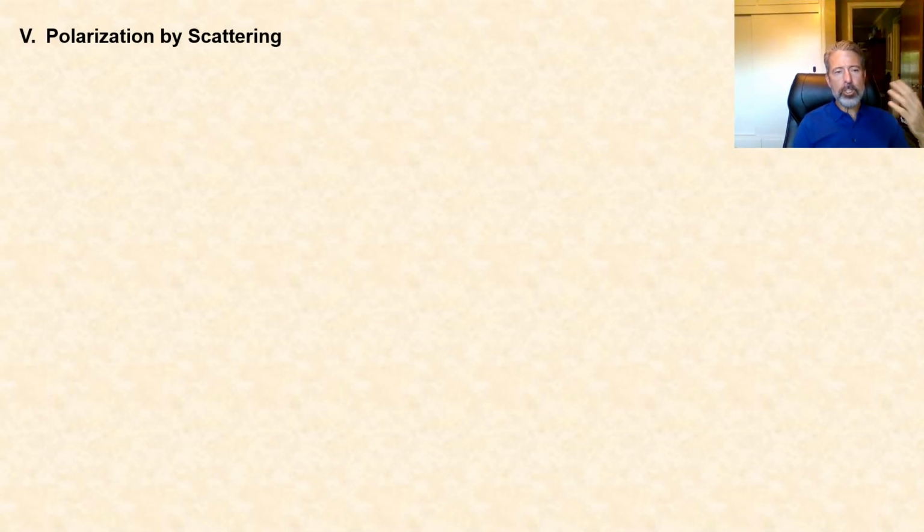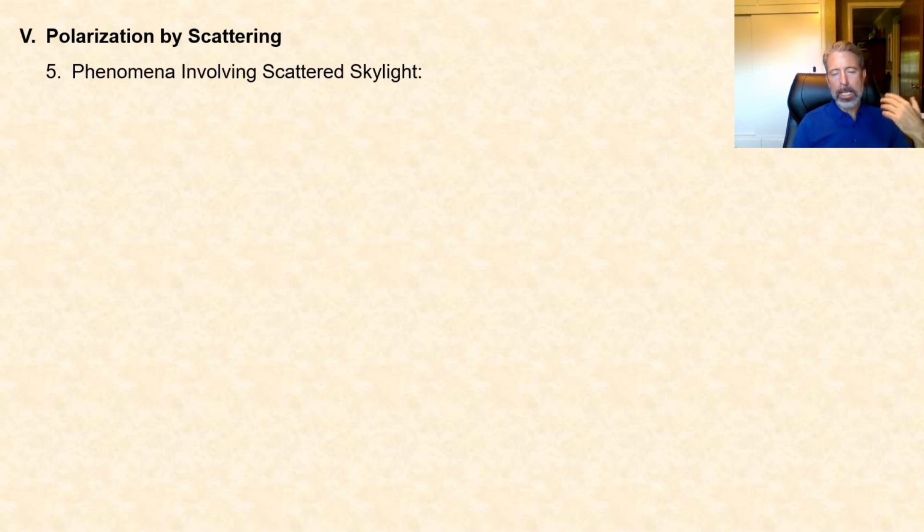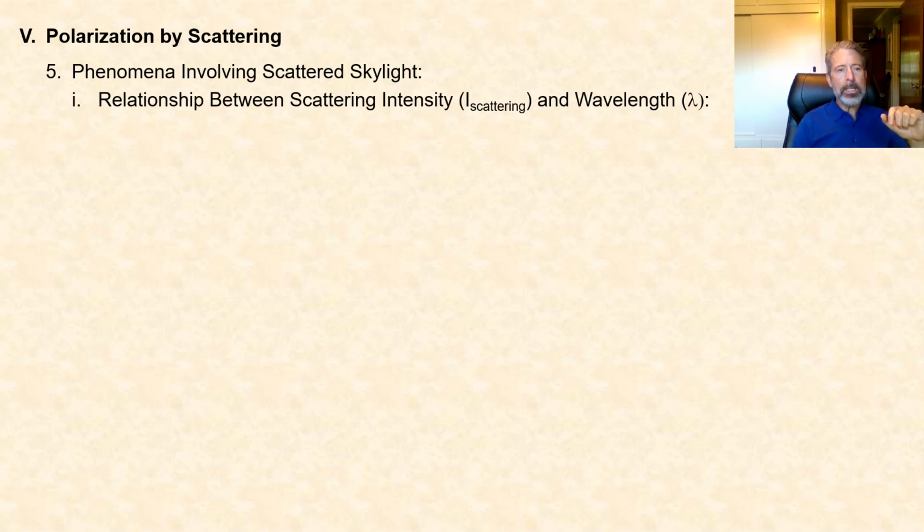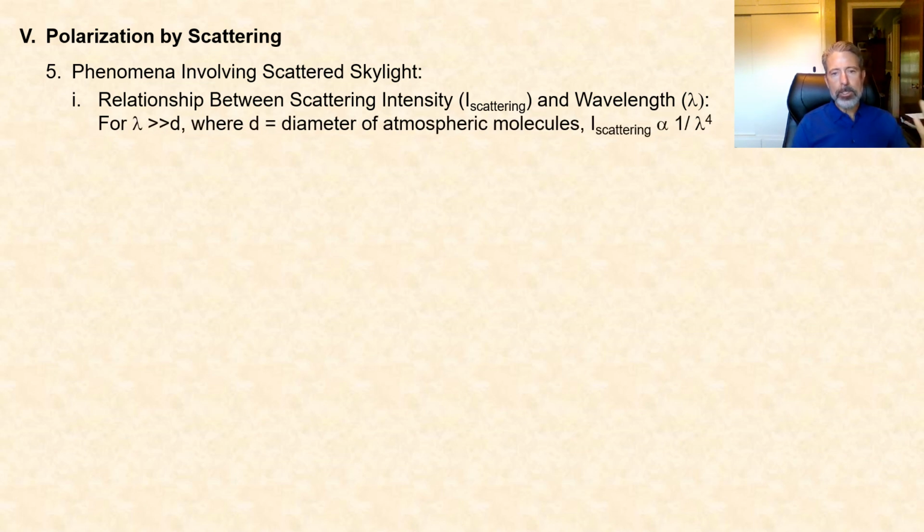Right, and we'll finish up our discussion today by taking a look at some rather interesting and important effects of scattered sunlight. Like why does the sky appear blue at certain times and certain viewing angles? Why will it appear red at others? So I'm going to state this relationship between the intensity of scattered sunlight, which I'll call I scattering, and the wavelength of light. And I'm going to state this as a fact here without giving any proof.